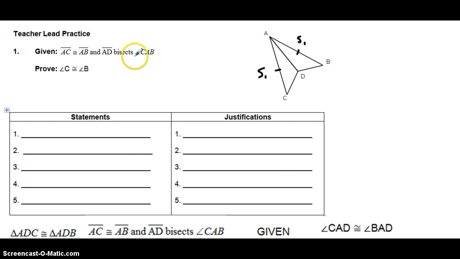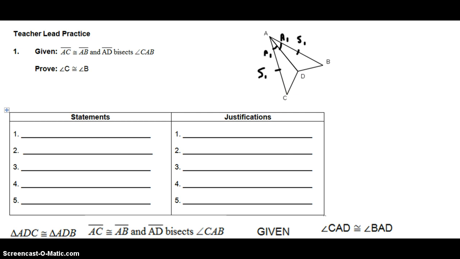The next thing I see is this word bisects. That means to cut in half. And so I've got CAB, which is this angle up here, and it is cut in half. And so I've got two congruent marks there that I can set up, and I can call those angle 1 and angle 1.